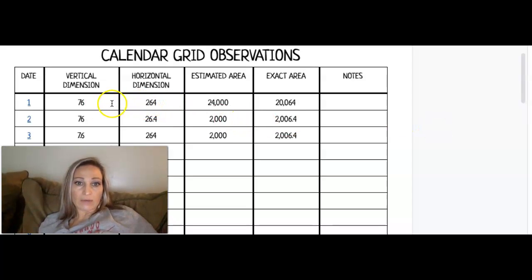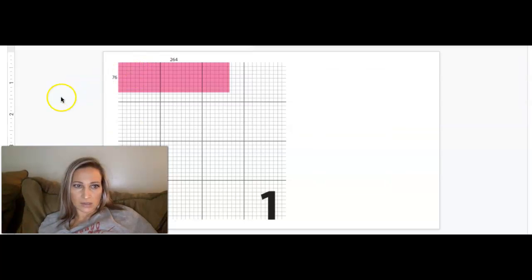And we first found the dimensions, the vertical dimension and the horizontal dimension, estimated the area, and then found the exact area. And then we were looking at patterns and using relationships to help us solve these more difficult problems because they have decimals involved. So we're using what we knew to help us solve those. Okay, so let's go back and take a look at some of our calendar markers.